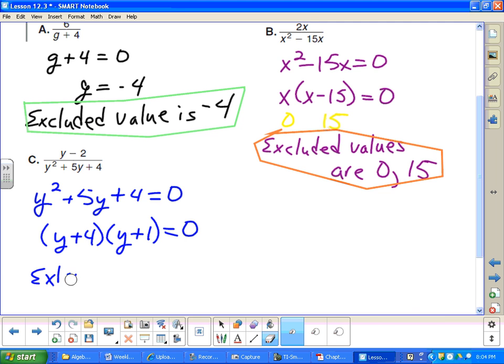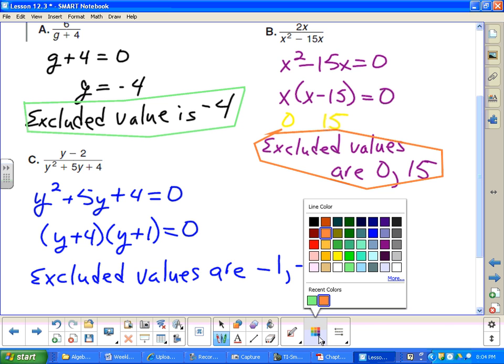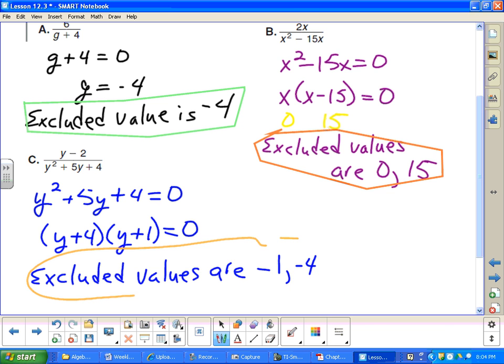The excluded values are -1 and -4. All right, those worked really well. So for excluded values, we're looking at when the denominator is equal to 0.